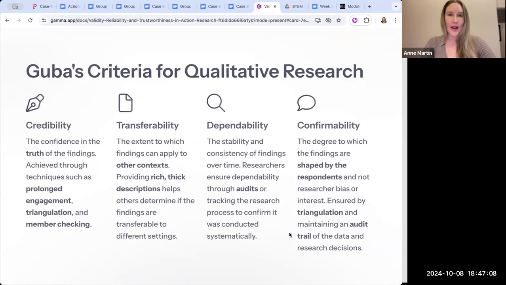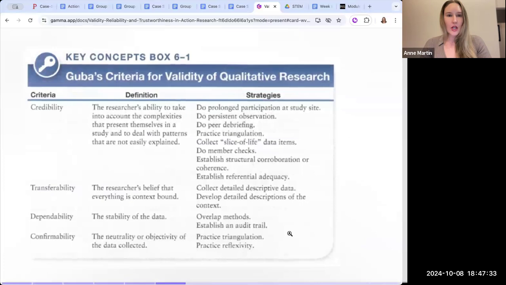Dependability is similar to the idea of reliability. Are the results garnering similar conclusions every time, the stability of them? And then confirmability, meaning that other researchers or other students or other points of view would find similar results based on the data collected. So again, using things like triangulation and strategies to mitigate the impact of researcher bias. So this table in chapter six is very helpful for these different criteria for research quality. So I went through the meaning of these four criteria.